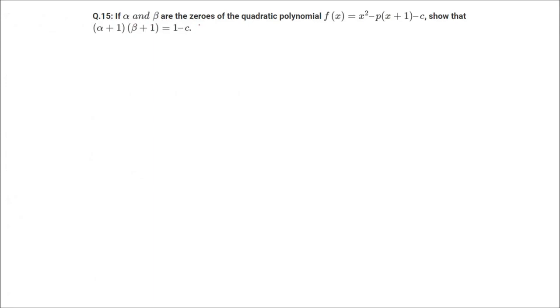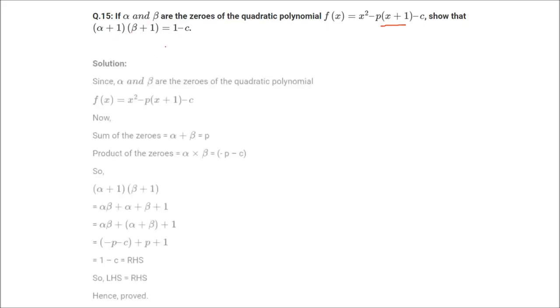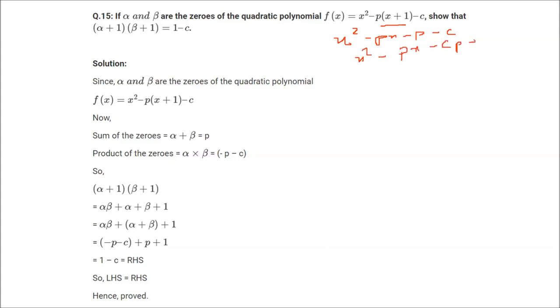Alpha and beta are the zeros of the quadratic polynomial, this one. Show that (alpha plus 1)(beta plus 1) is 1 minus c. So first of all, we have to find out this one. So let me expand it. x square minus px minus p minus c. x square minus px minus p plus c. Let us say like this.